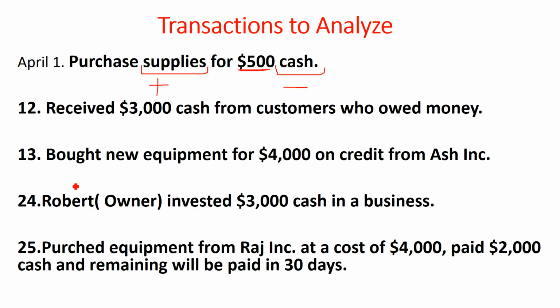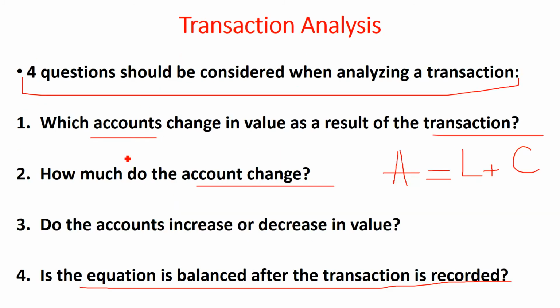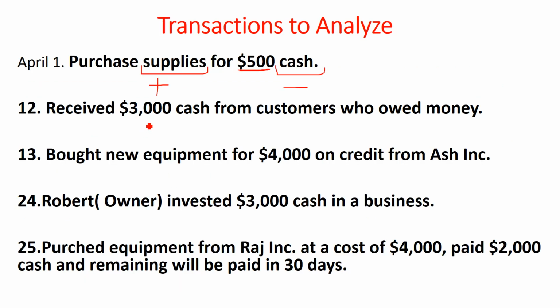The second transaction is on April 12th. And what is the transaction? Received 3,000 cash from customers who owed money. What I told you, these 4 points you have to discuss, right? First, which two accounts: each transaction affects at least two accounts. So first of all, you have to find out the accounts. Received cash. You are receiving cash, so the first account is cash. What is the other account? From customers who owed money. The second account is accounts receivable.